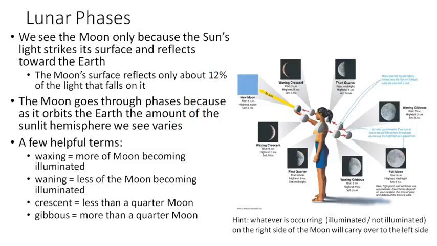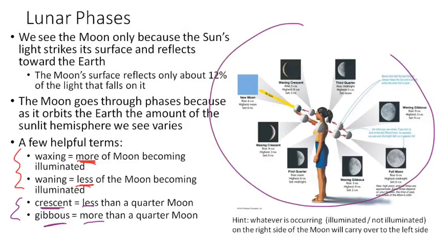So then the video talked about the terms waxing and waning and crescent and gibbous. Waxing and waning go together. Waxing means it's becoming more illuminated, and waning means it's becoming less illuminated. Now, is the moon really becoming more or less illuminated? No, but the amount that we see in our nighttime sky is less. And then we have crescent and gibbous, and crescent means it's less than a quarter, and gibbous means it's more than a quarter. So, yeah, you're going to want to know these phases.